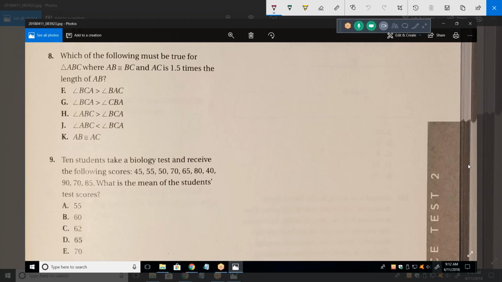So what's the best thing to do here as a start? It's a triangle, right? So draw it. Draw a triangle. It doesn't really have to be to scale. They say AB is congruent to BC. Well, that looks a lot like that, right? That's congruent to that. So far we have an isosceles triangle.